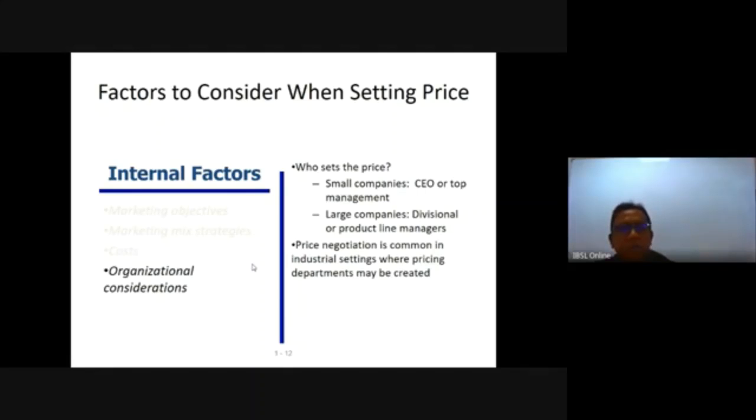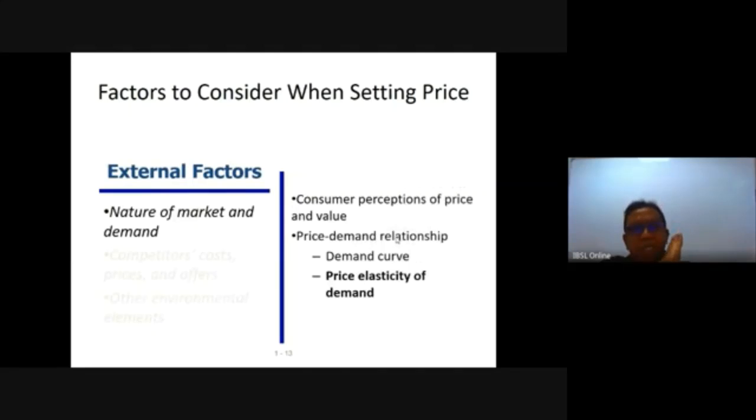The other internal factor is organizational considerations. Who sets the price? In small companies, the boss will set the price. In a large company, there will be divisional or product line managers, pricing committees, or pricing departments. Look at external factors. What are the external factors you need to consider when setting price? The nature of market and demand, consumer perceptions of price and value, price, demand, leadership. Demand.